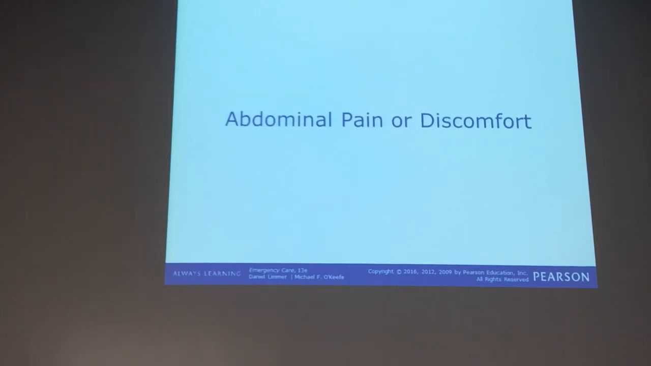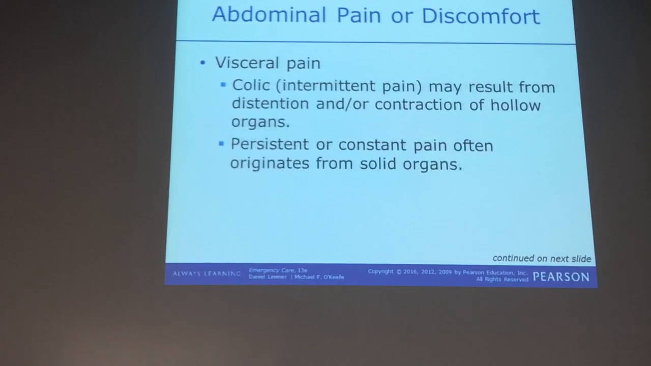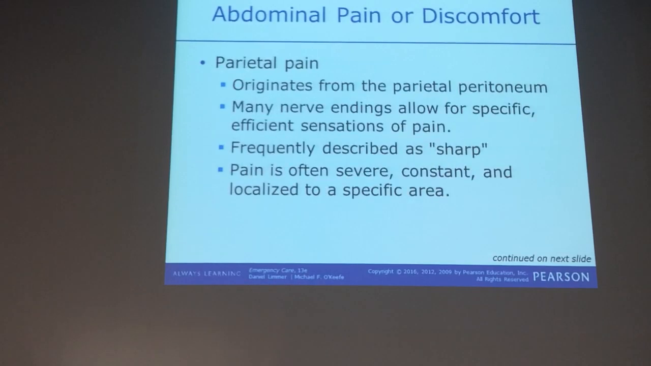So abdominal pain and discomfort. We get a lot of this, probably 30% of what we go on. So visceral pain originates from the organs within the abdomen. Fewer nerve endings allow for only diffuse sensations of pain. It's frequently described as dull or achy. It's hard for them to pinpoint. Okay? Colic, intermittent pain, may result from distension and or contraction of hollow organs. Persistent or constant pain often originates from solid organs.